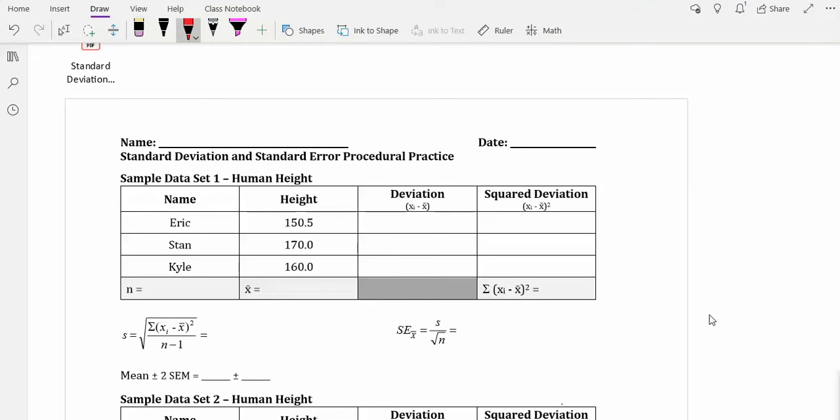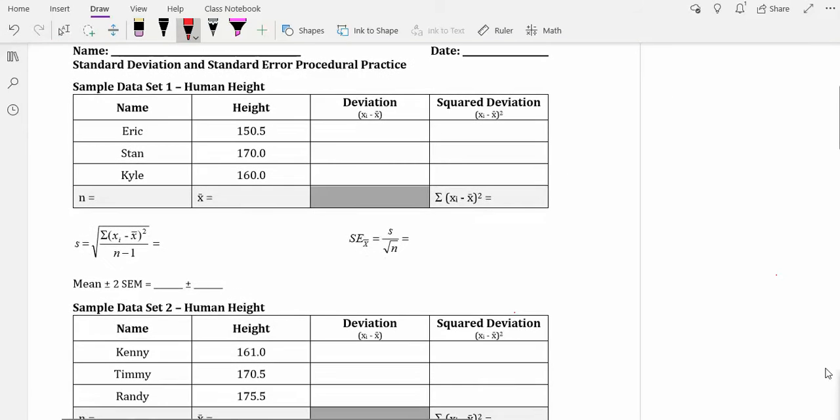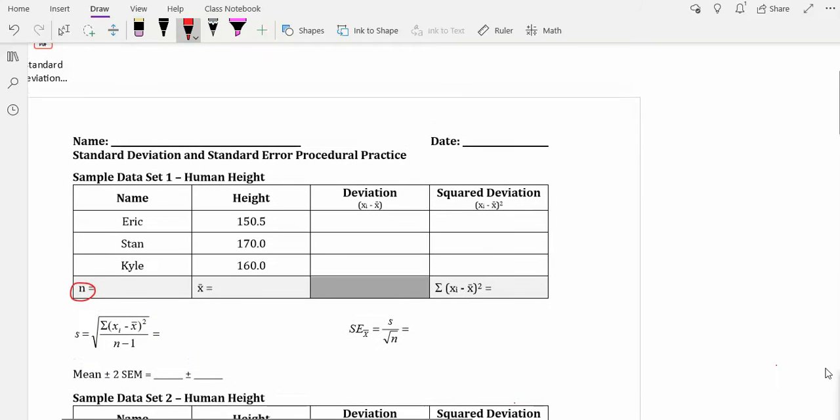We are practicing how to calculate all these things associated with standard deviation. And the first thing that we need to start with is what is n. So if you don't remember what n is, let's talk about that now. If anybody remembers what n is, let me know in the chat.